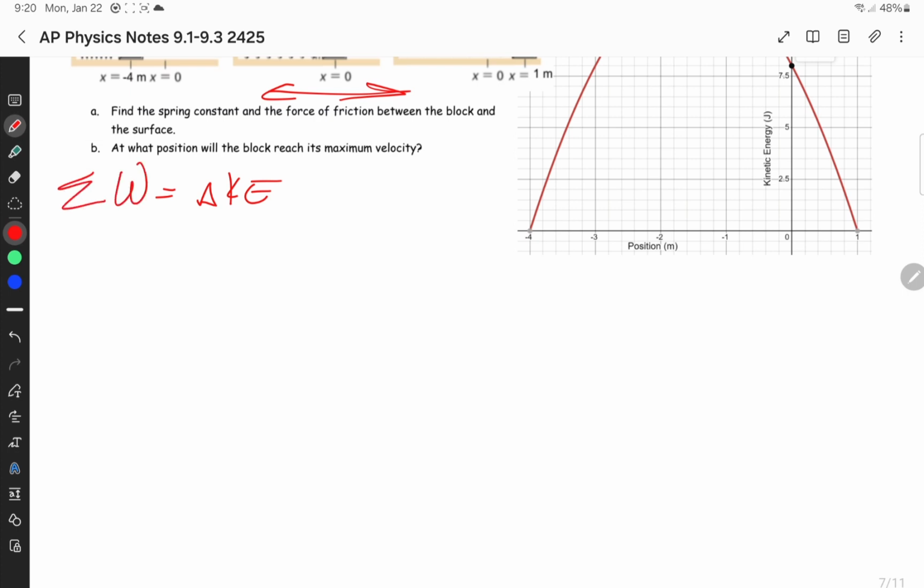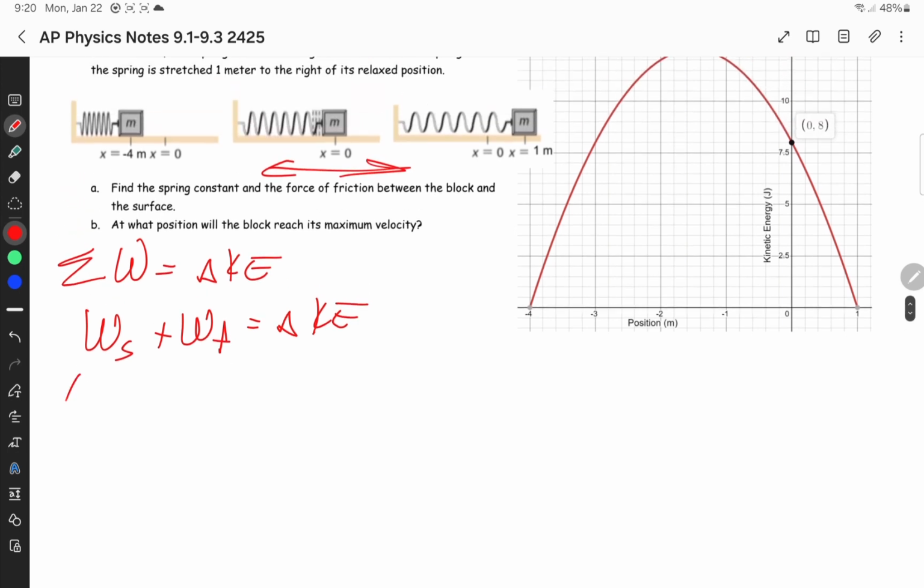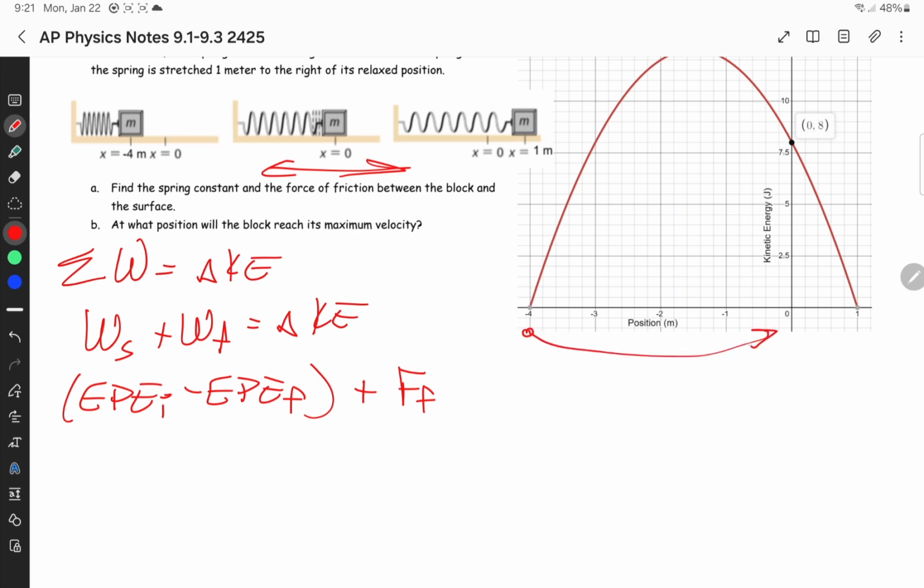Okay, so now let's see. Our net work is our change in kinetic energy. So once again, the work of the spring plus the work of friction is our change in kinetic energy. So the work of the spring, well, we decided that was EPE initial minus EPE final. Remember, it's backwards because of the negative sign. Plus the work of friction, which is our force of friction times the distance it's going to go, which if we're going from -4 to 0, that's just going to be 4 meters this time, equals our change in kinetic energy, which we're going from 0 up to 8. So our change in kinetic energy is 8.